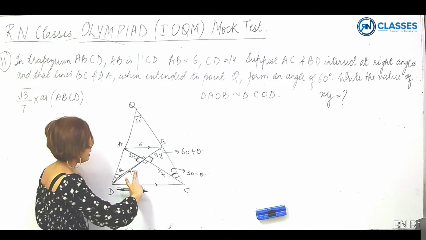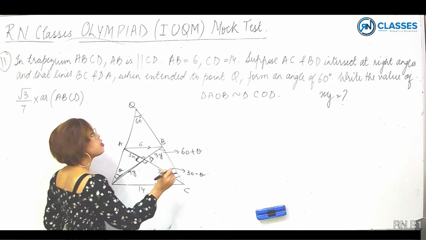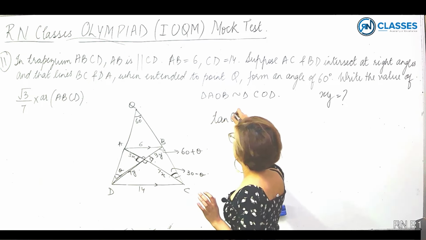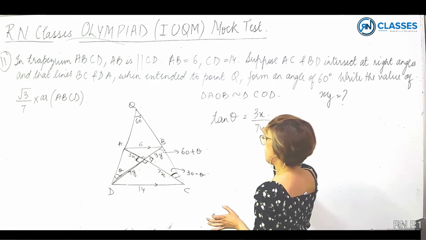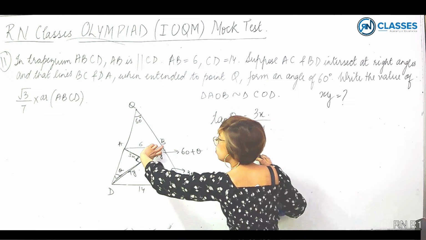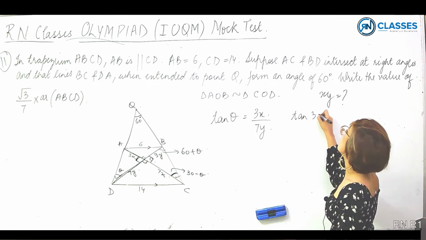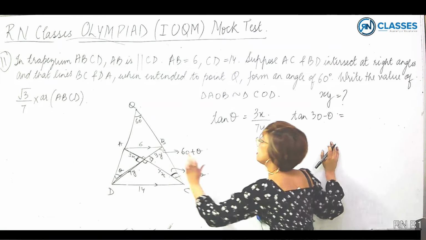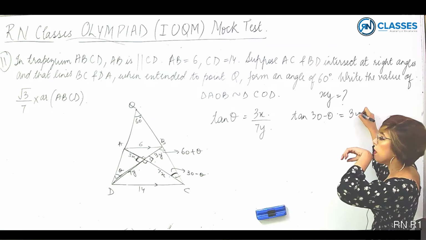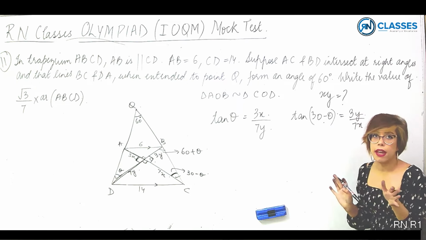That means this by this. Use which trigonometric ratio? This by this. So I can write tangent theta is equal to 3x by 7y. Similarly, I need to use this and this. So let me write tangent of 30 minus theta, which is 3y by 7x. Now, I need to have an equation in x and y, right?